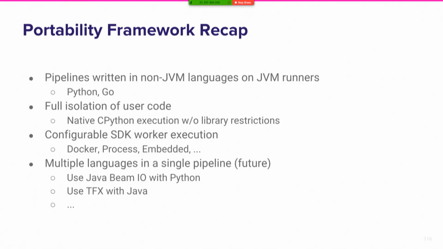What is next? So the recap is we can now do pipelines written in non-JVM languages on JVM runners. There's full isolation of user code. How we run the user code is configurable, i.e. Docker or direct process, or even embedded if the runner and the SDK language are the same. And we can, in the future, mix languages within the same pipeline, which we would like to use to take the Java connectors that were already written and use them in the Python pipeline. That's the most obvious use case, and that's also what most folks are waiting for.